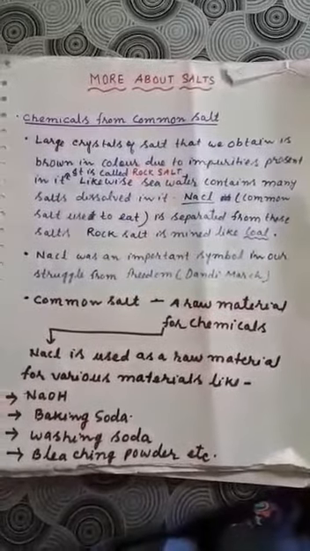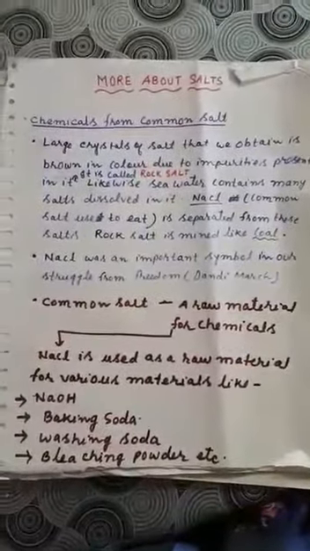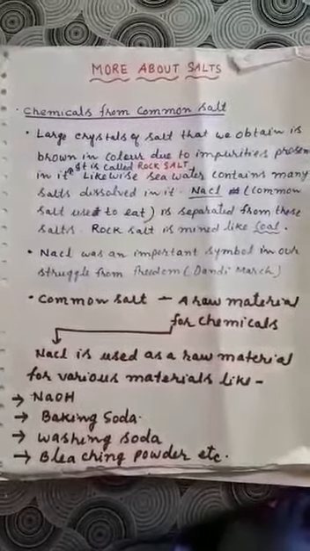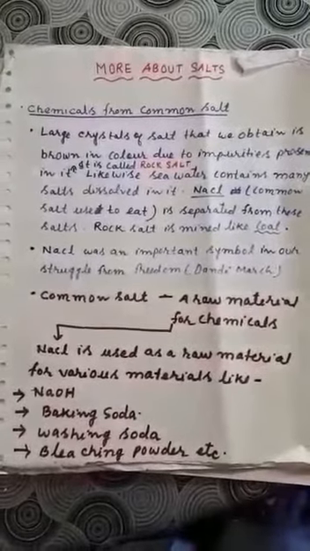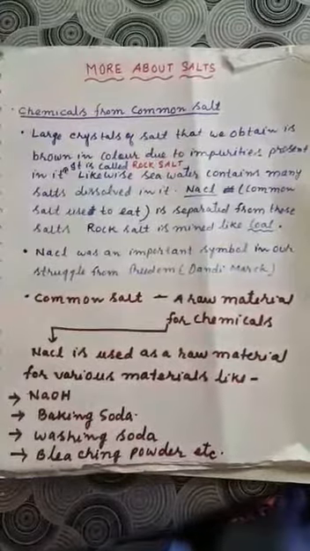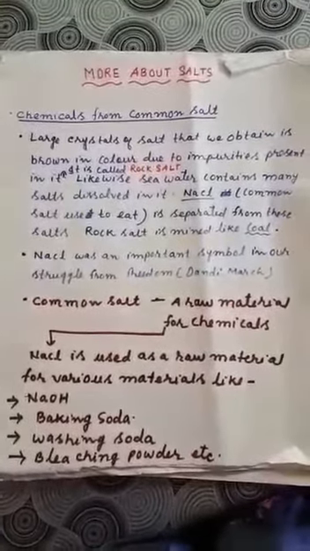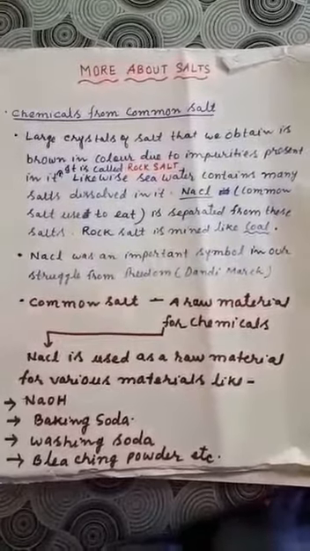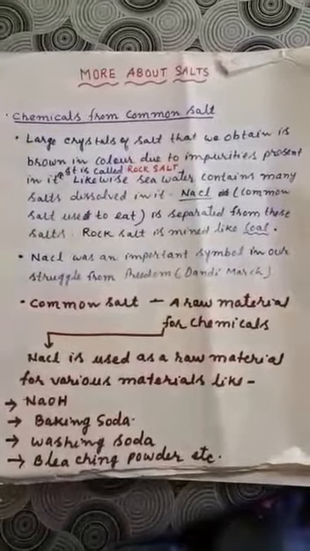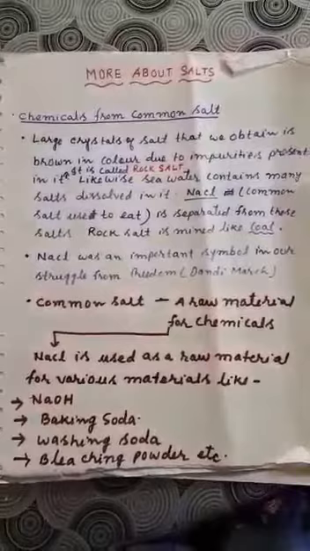So in our last class we learned about salt, the family of salts. Okay, so today we will continue with the same topic, more about salts, and we will learn about chemicals from common salt. Large crystals of salt that we obtain from sea or from other sources are usually brown in color. This is due to the impurities present in it, and it is called rock salt. And sodium chloride that we eat, called common salt, is separated from these salts. Rock salt is mined like coal.